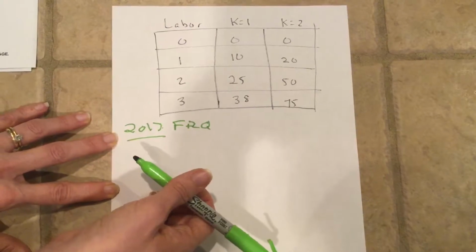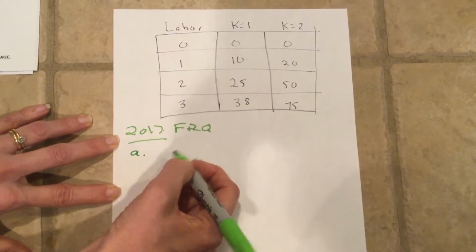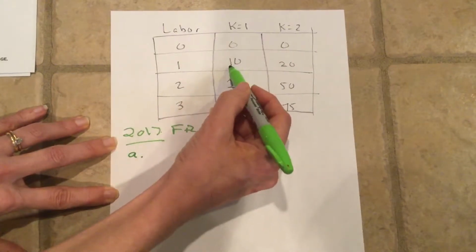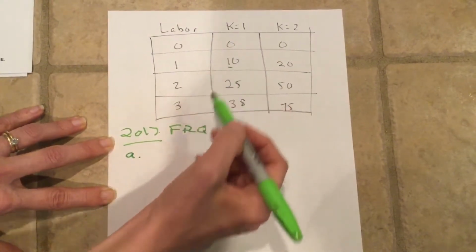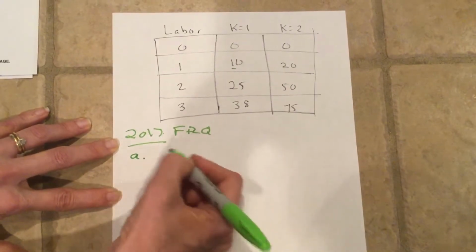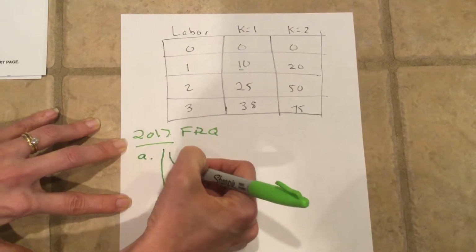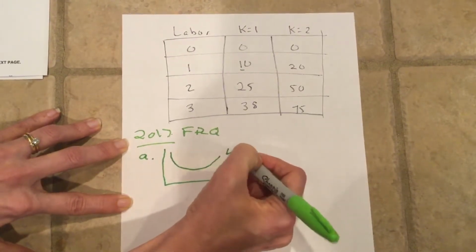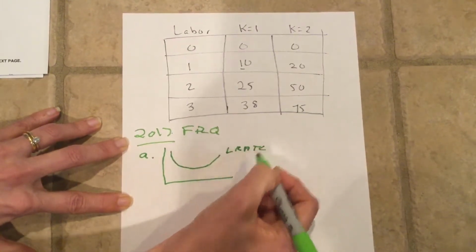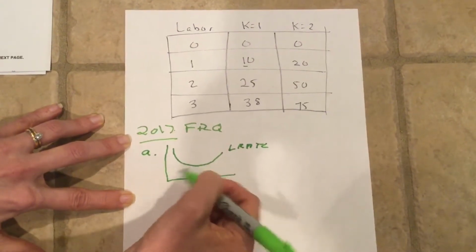So we're asked the first question: if the firm uses 1 unit of capital and 1 unit of labor, so they're operating here, producing 10, will it be operating with constant, increasing, or decreasing returns to scale? Just as a reminder, the long run ATC is what we're always looking at when we're considering increasing, decreasing, or constant returns to scale.